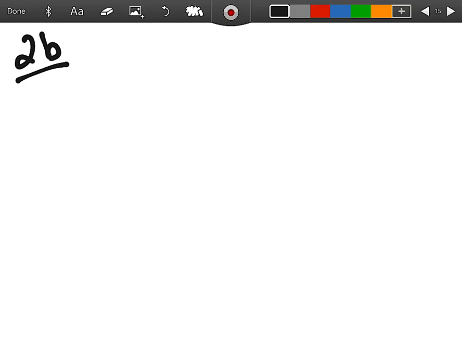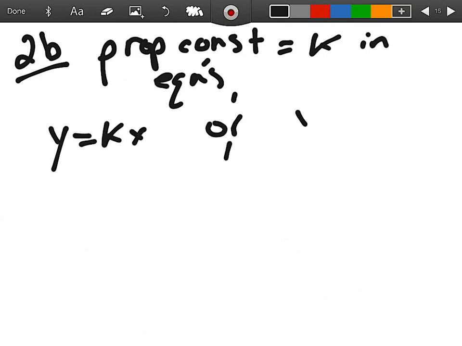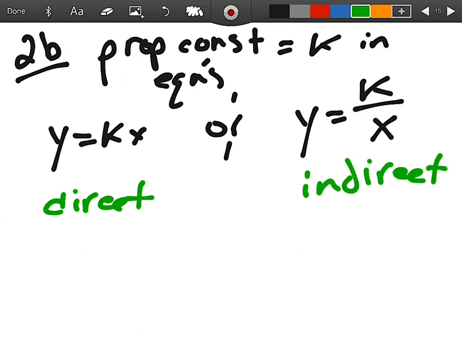Okay, so 2b. Now I want to look at what is meant by a proportionality constant. A proportionality constant is the number k in the equations y is equal to kx, or y is equal to k over x. And just remember direct and inverse variations there.